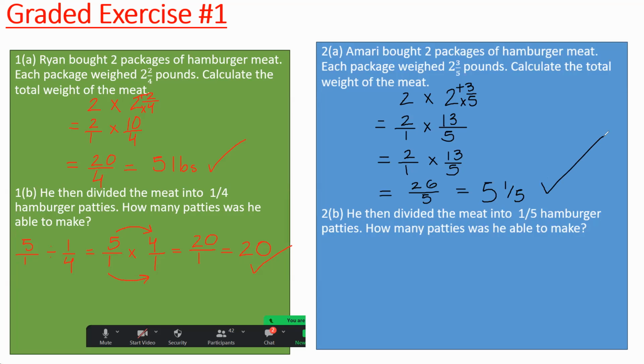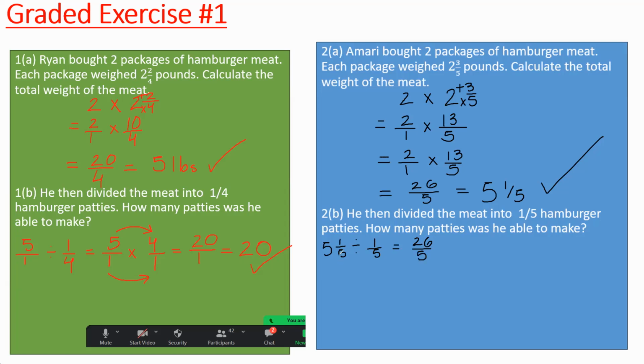So next thing is that he divided the meat into 1/5 hamburger patties. How many patties was he able to make? What y'all got for that one? China, let me know. How did you do it? Yes, so I bring down the 5 1/5 and change it into an improper fraction first. And the improper fraction can equal 26/5. And then I write it down 26/5 divided by 1/5.